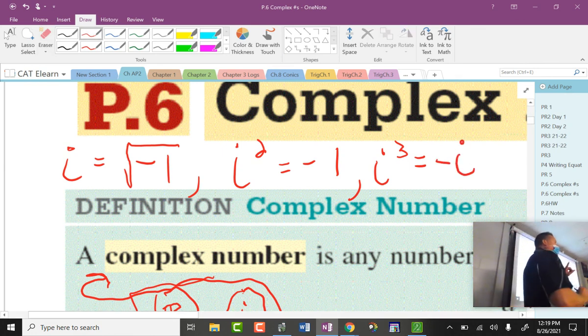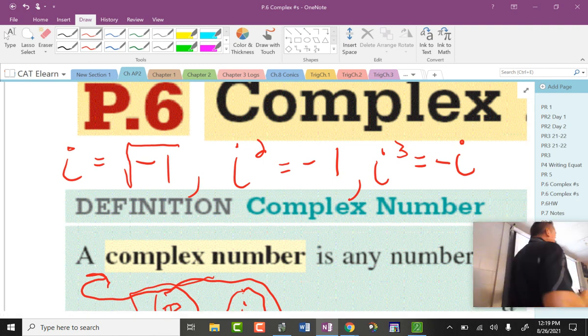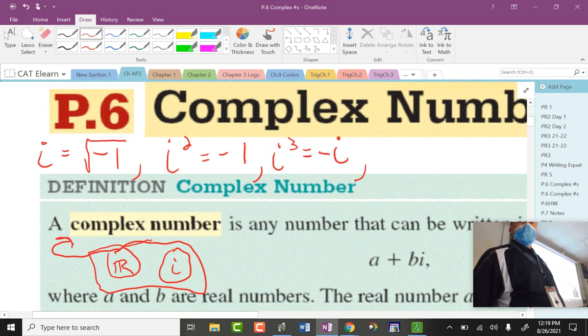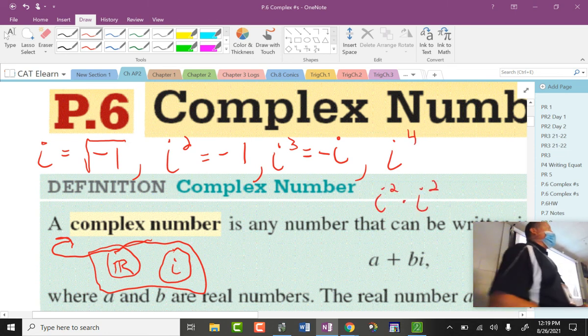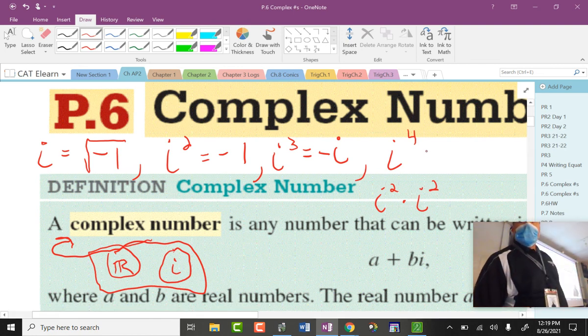So i squared is -1. I should have written -1 times i. So i cubed ends up being -i, or negative square root of -1. The negatives don't cancel. They can't mingle with each other inside and out. And then the last thing, what's i to the fourth? i squared times i squared. What's each i squared equal to? What's -1 times -1? 1.